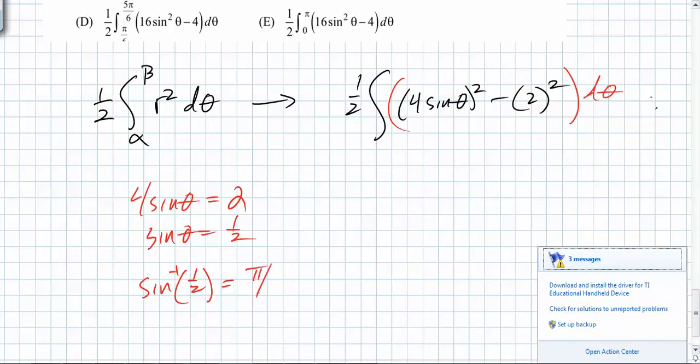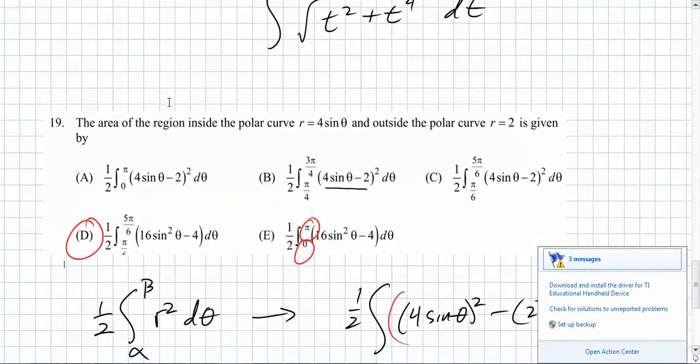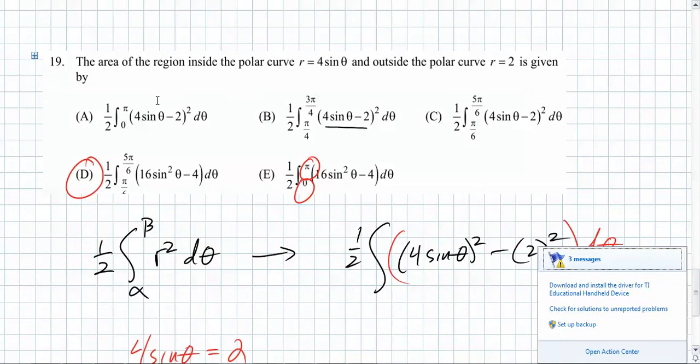It's pi over 6 and 5 pi over 6? Yeah, the other thing you realize, it's not 0 and it's not pi. So which one does it have to be? D. That was a really good catch. Did we get it wrong? Oh wait, it's BC. Never mind.